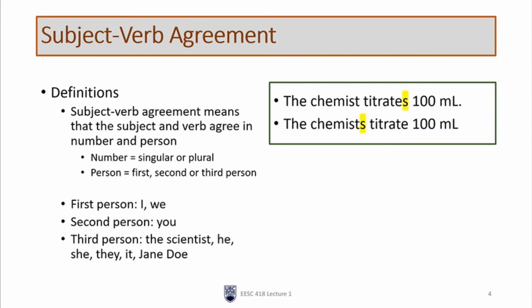Now, the first and easiest rule to remember is that with most verbs in the present tense, there will be an S either on the verb or the noun. So we have the sentence here, the chemist titrates 100 milliliters, or the chemists titrate 100 milliliters. These are both correct.